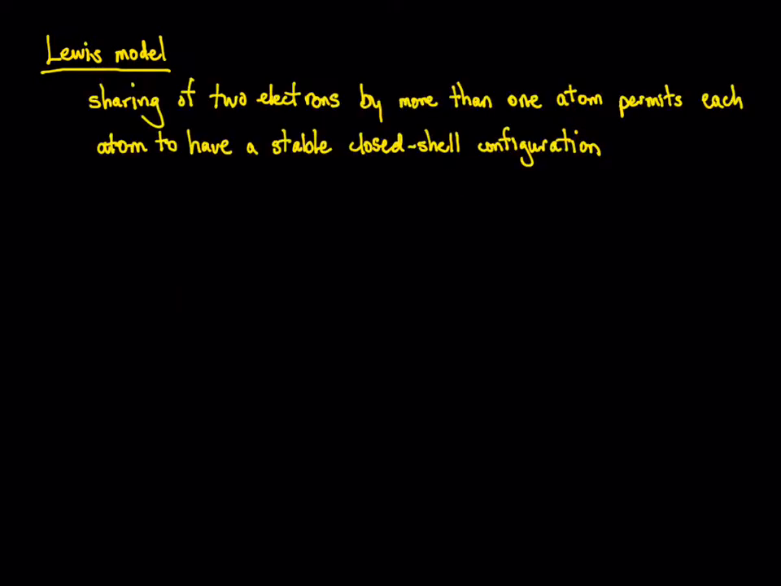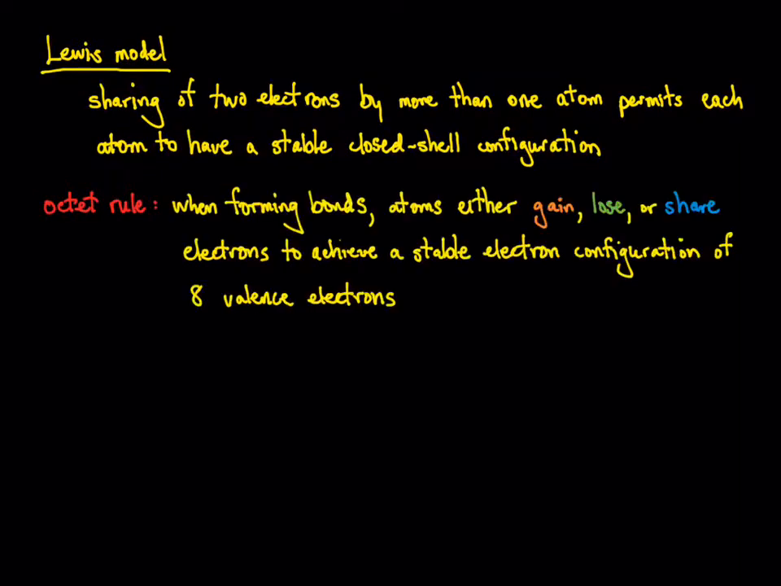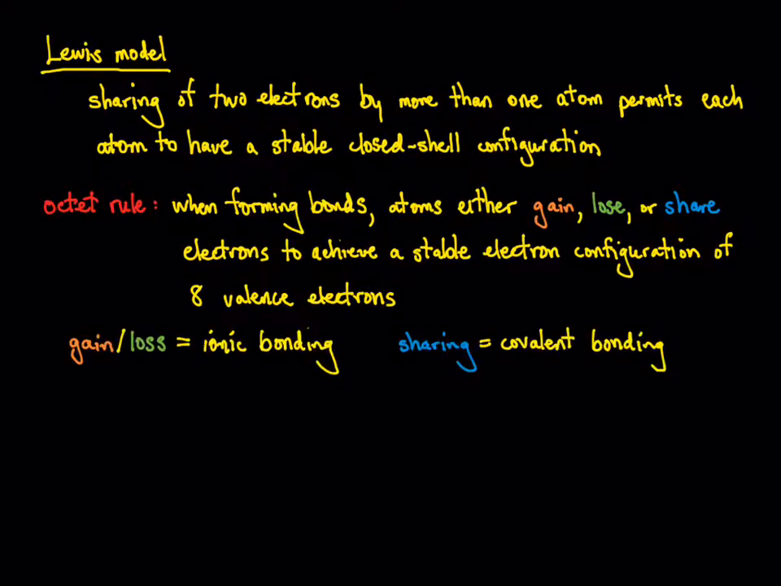The Lewis model of bonding states that the sharing of two electrons by more than one atom will permit each atom to have a stable closed shell electron configuration. This is otherwise known as the octet rule. When forming bonds, atoms either gain, lose, or share electrons to achieve a stable electron configuration characterized by 8 valence electrons. Gain or loss of electrons results in ionic bonding, while sharing of electrons results in covalent bonding.